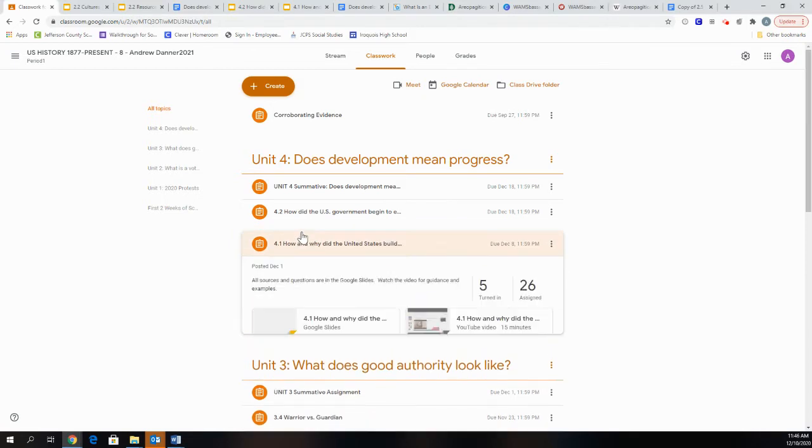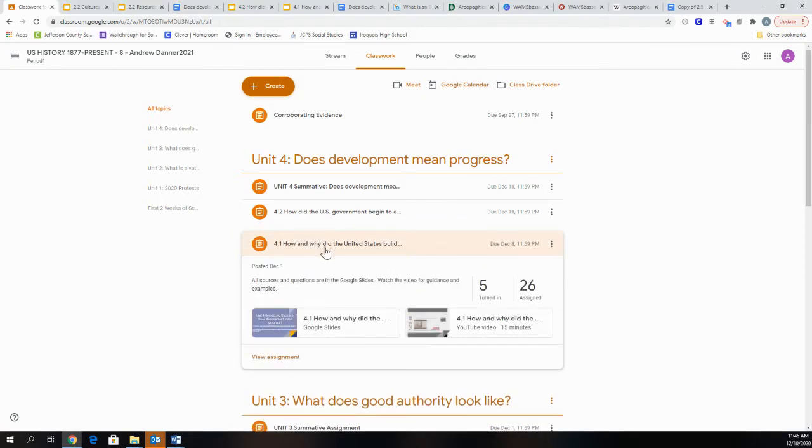The first one, how and why did the U.S. build a transcontinental railroad? That's just talking about what benefit the U.S. got out of getting this railroad, and the way it was built, and how the workers were treated and how they were paid. There was some good, a lot of bad in there, which is fine, but that should allow you to look at this argument from either side. There's a video for that assignment, so make sure you look at that if you need some help.